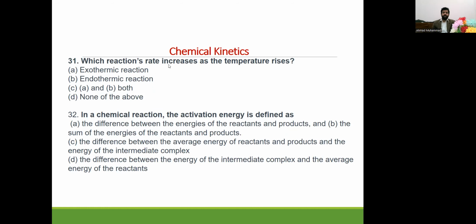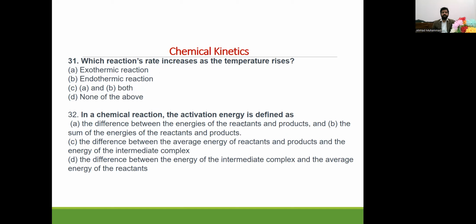Which reaction's rate increases with temperature rise? Exothermic reaction, endothermic reaction, both A and B, none of these. So the right option is both. The reaction rate will increase with a rise in temperature for exothermic and endothermic reactions.